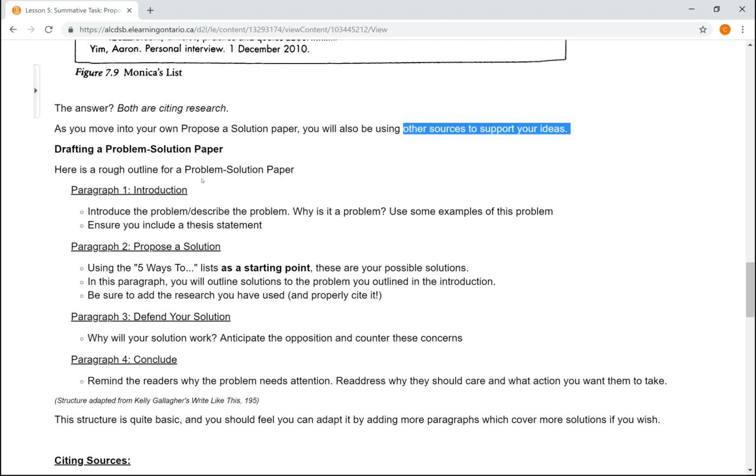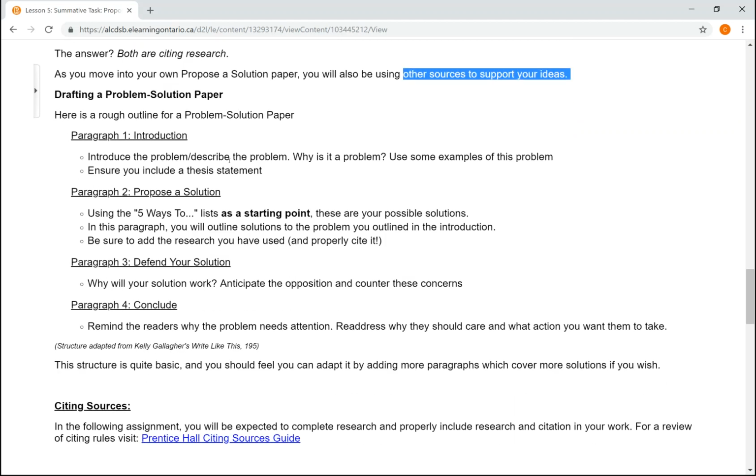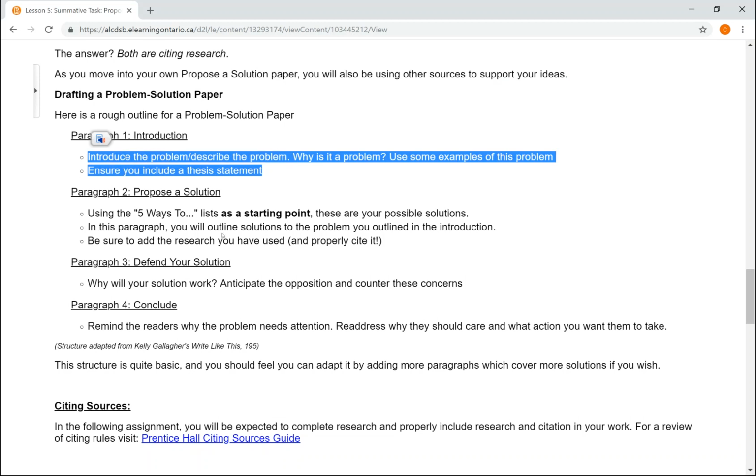Here's a rough outline for a problem solution paper. Paragraph 1, introduction. Introduce the problem, describe the problem. Why is it a problem? Use some examples of this problem. Ensure you include a thesis statement.